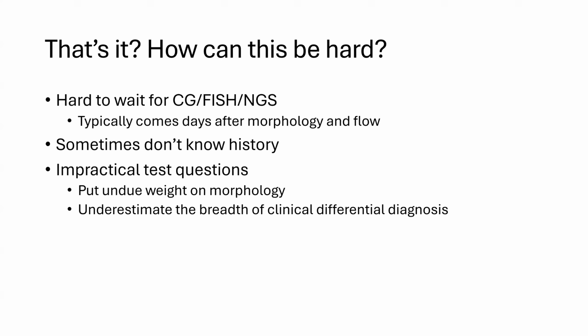Finally, dealing with acute myeloid leukemias can be difficult because of the way that test questions are set up in a fairly impractical appearance. They often put undue weight on morphology, looking for signs and features that are either non-specific or fairly insensitive and may be missing in a number of defined acute myeloid leukemias. They also underestimate the breadth of the clinical differential diagnosis.